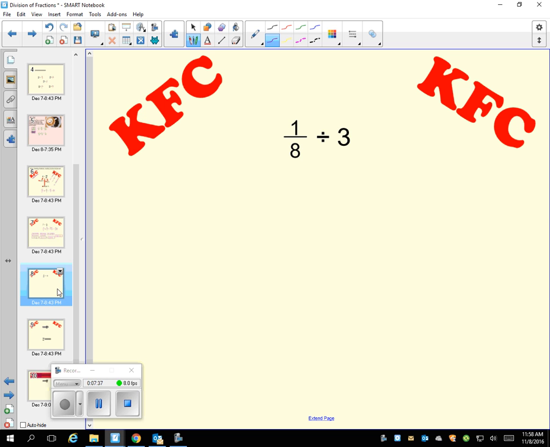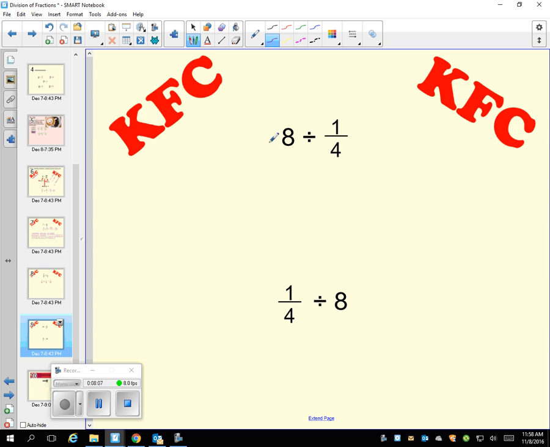Okay, let's do another. 1/8 divided by 3. So I'm keeping the 1/8. I keep the 1/8. I flip the 3, and this is written as 3 over 1. So the reciprocal of that is 1/3. And I'm changing my division to a multiplication problem. 1/24. Okay?